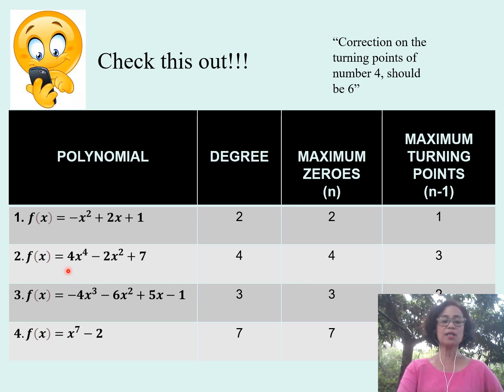Second one, 4x to the fourth minus 2x squared plus 7 is in the fourth degree. So therefore, the maximum number of zeros is 4 and turning points of 3. F of x is negative 4x cubed minus 6x squared plus 5x minus 1 is actually in the third degree. So the maximum number of zeros is 3 and turning points is simply 2. Last, x raised to 7 minus 2 is in the 7th degree. Therefore, the maximum number of zeros is 7 and the maximum number of turning points will be 6.